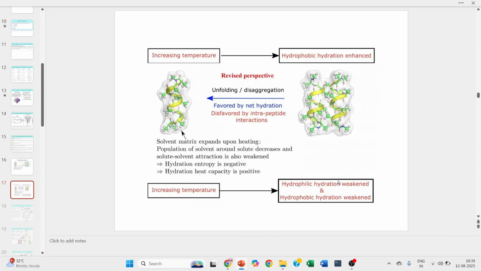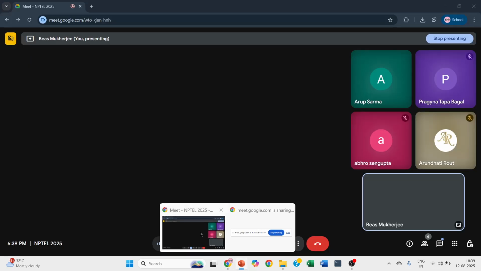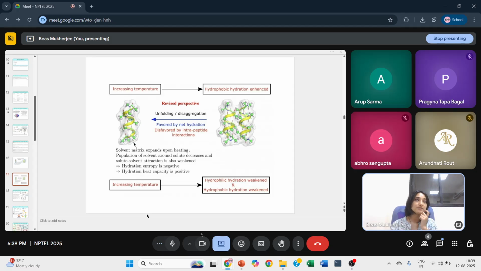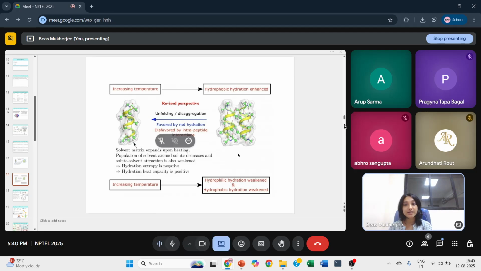Now see what happens here. When the exact reverse happens, in the lab it is very difficult to study how an unfolded protein makes a folded form. So what people do is take a folded protein and unfold it, and this is relatively easier to study. So when the temperature is increased, the hydrophobic hydration is enhanced. So unfolding is studied, and the net hydration is disfavored by intrapeptide interaction.